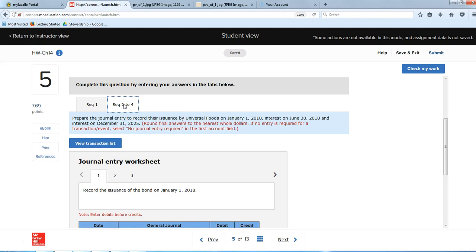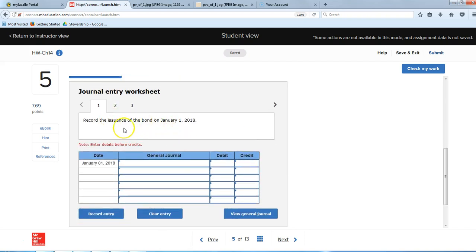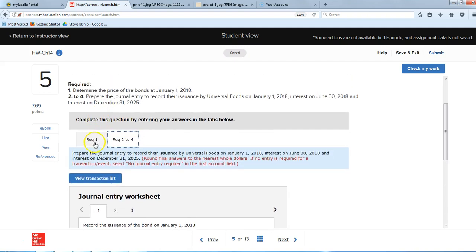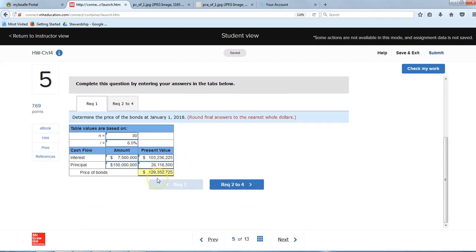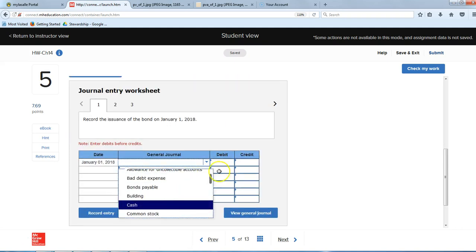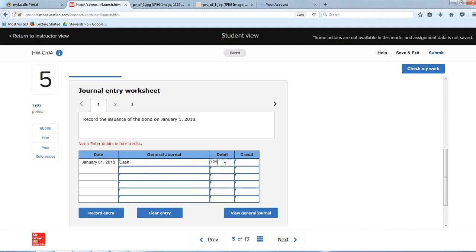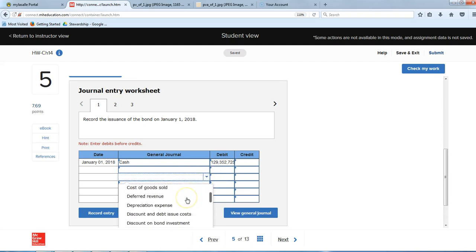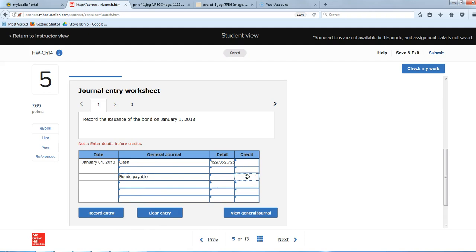And then requirement 2, and 2 to 4. Number 1, report journal entry on issuance of bonds on January 1st, 2018. So refer back to requirement 1. Cash received is 129,352,725. So we will debit cash and then we will credit bonds payable for the face amount.